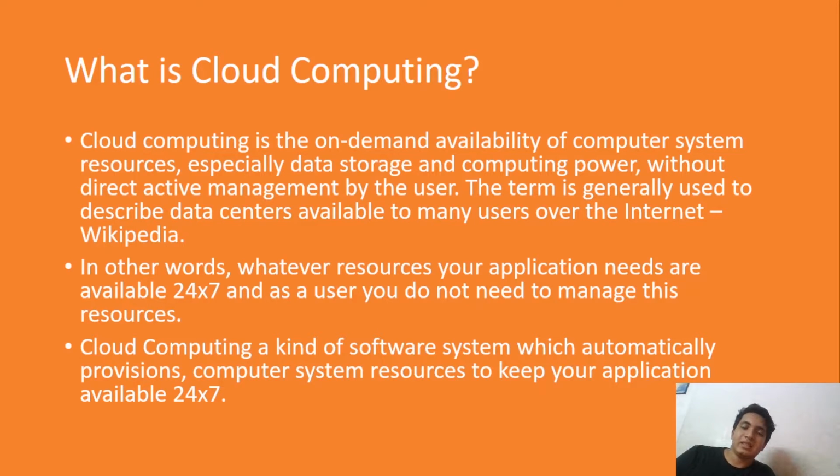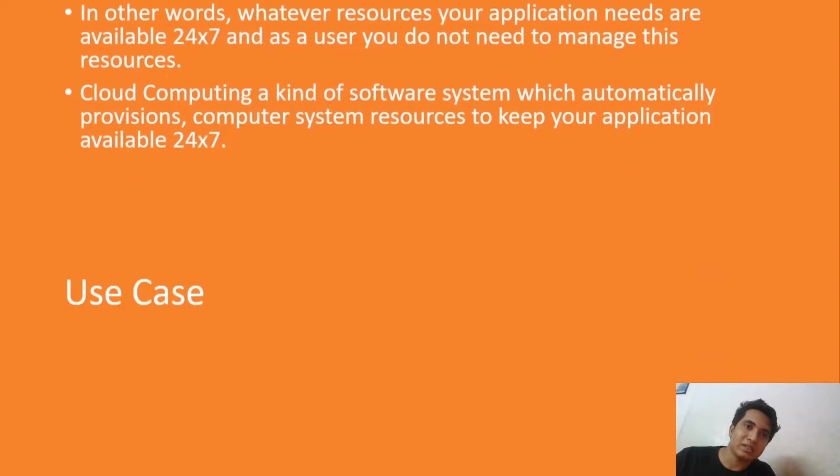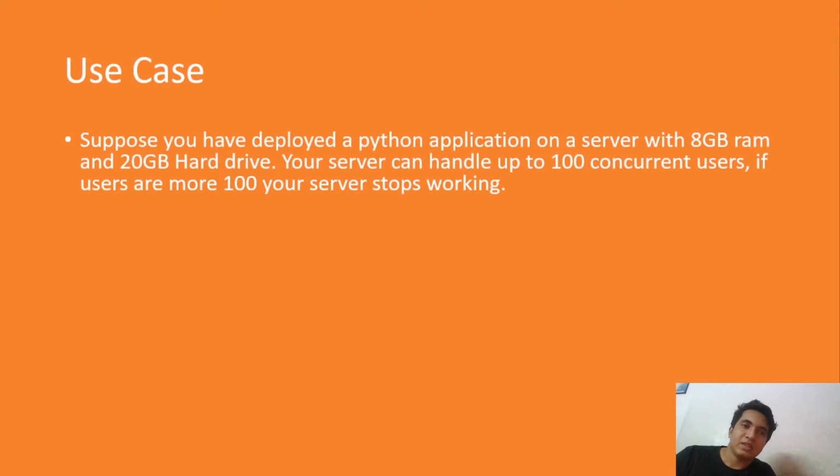Now let us look at a scenario where cloud computing is very important to us. Suppose we have a Python application and we have deployed that application on a server with 8 GB RAM and 20 GB of hard drive. Currently, our server can handle up to 100 concurrent users, and if the users are more than 100, our server does not work properly. It creates a bad user experience for the users.